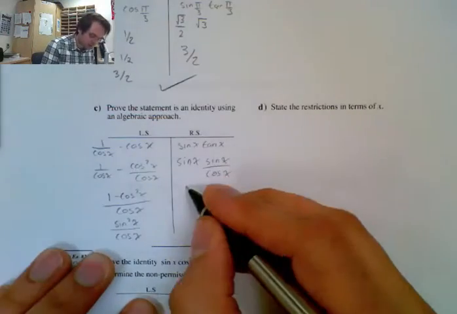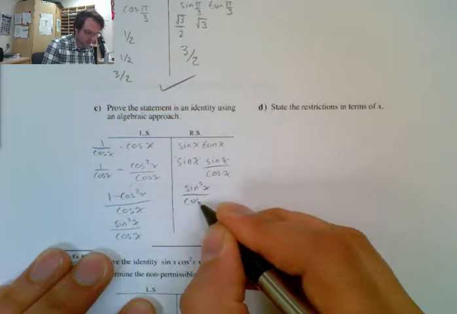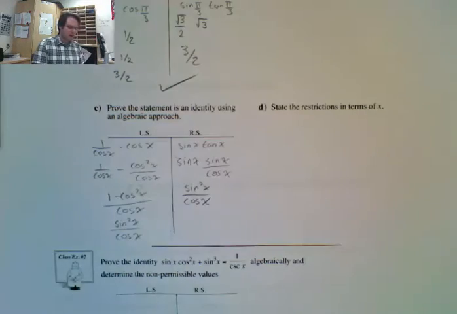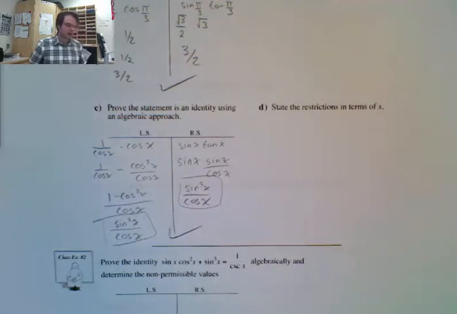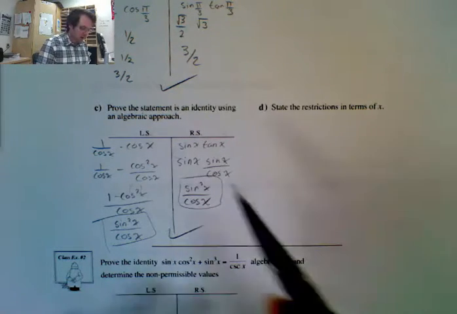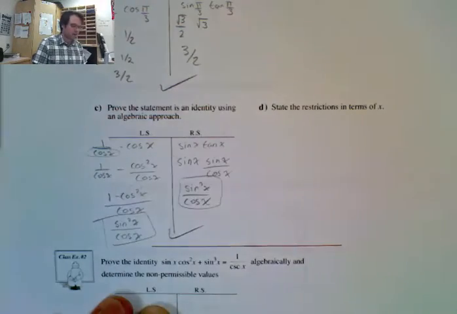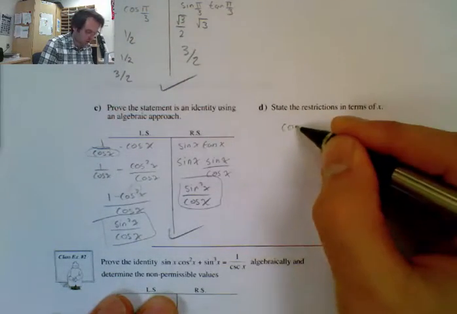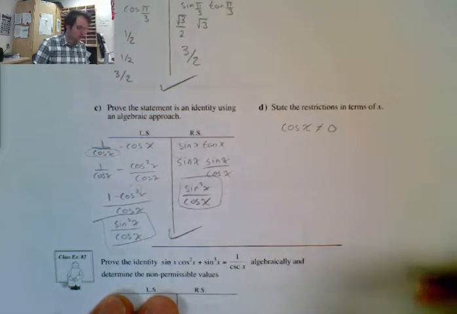Now I look at this. This is going to give me sine squared x all over cosine x. And these here are equal. Good. Now it wants us to state the restrictions in terms of x. So I look at this. We have a denominator here, so we know my denominator is cosine x. So I have cosine of x cannot equal 0.